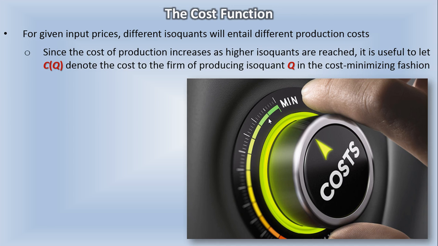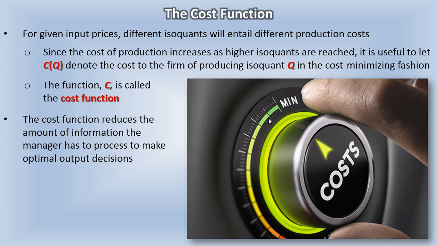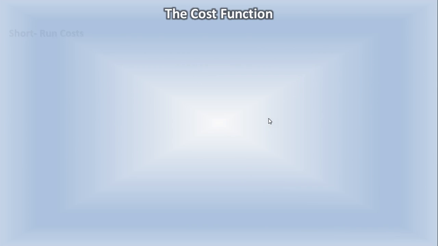Since the cost of production increases as higher iso-quants are reached, it's useful to let C of Q denote the cost to the firm of producing iso-quant Q in the cost minimizing fashion. So we establish a relationship between costs and the quantity of output, and we assume that that relationship is always going to reflect that cost minimizing input mix, that is, that tangency point between the iso-quants and the iso-costs. The function C is called the cost function. The cost function reduces the amount of information the manager has to process to make optimal output decisions.